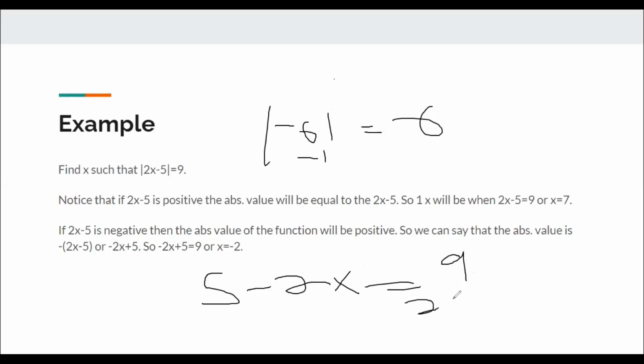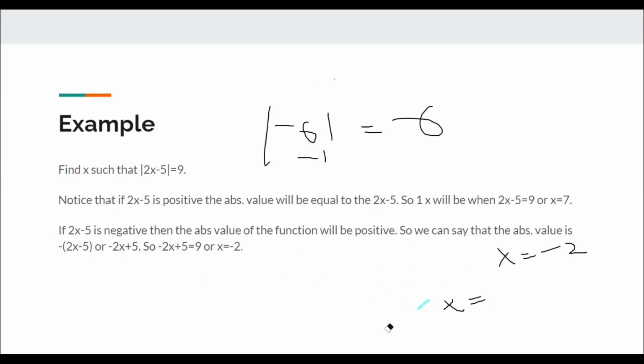Or 2x is equal to -4, or x is equal to -2. So our answers are x is equal to 7 and x is equal to -2. Typically, when you see these types of absolute value questions, you have 2 answers, but there are always some cases where you don't. Like here, we had 2 answers.